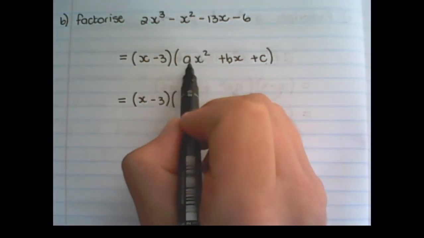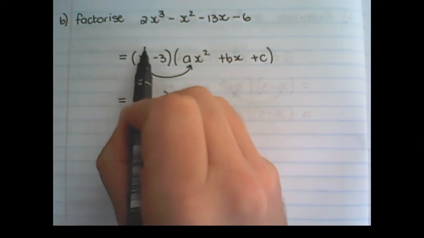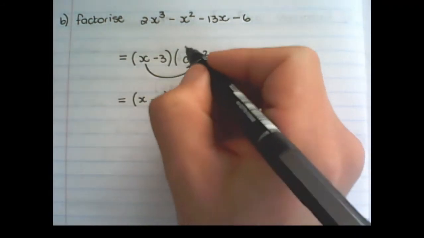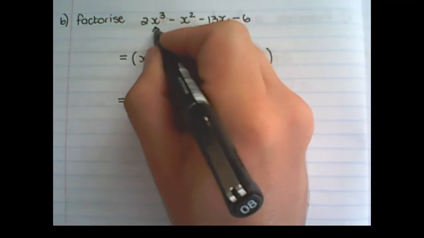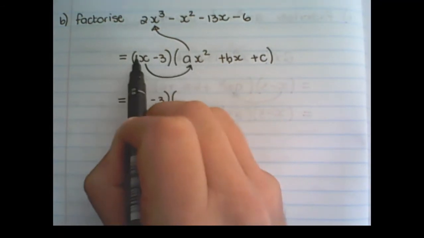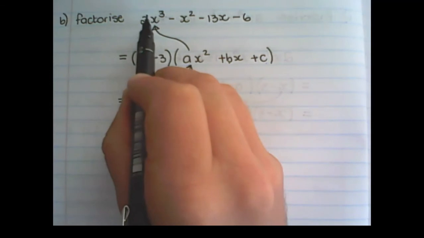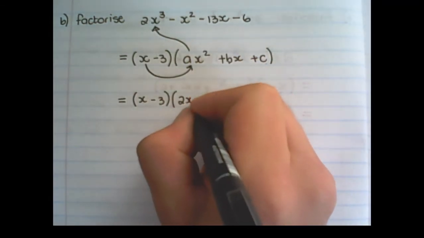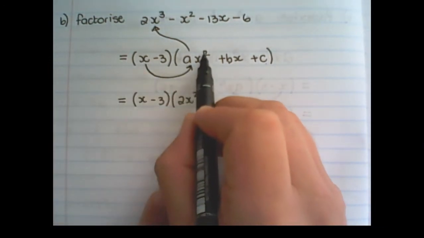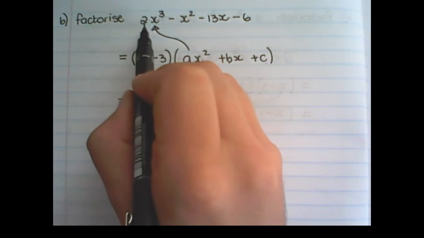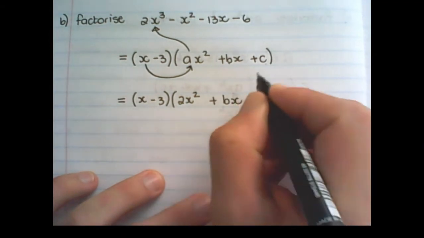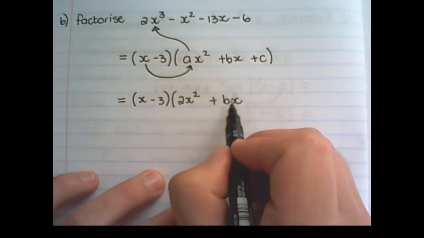Let's start with a. In order to solve for a, I take the first term in this bracket and I multiply it with the first term in the second bracket. And what I want to produce is 2x cubed. And I can see that I need to have a's value as 2. Because if I multiply x with 2x squared, I will get 2x cubed.